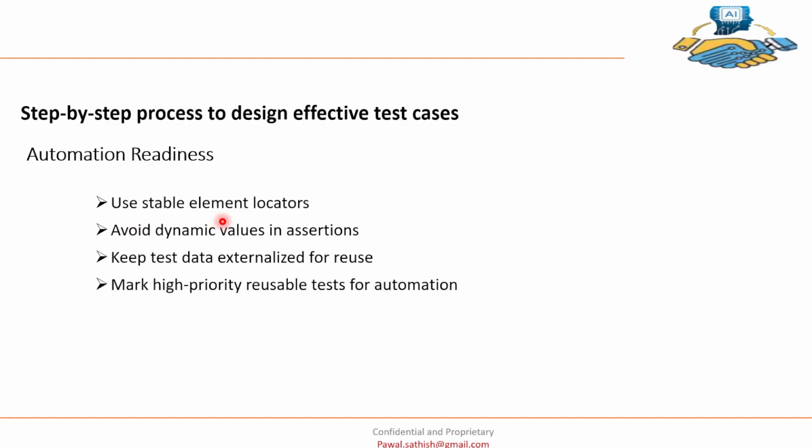Okay, use stable element locators. Okay, so when we are doing the usability or accessibility testing perspective, we need to consider whether for each component or each field, the development team provided the locators or not. Okay, avoid dynamic values in assertions. Okay, then keep test data externalized for reuse. Okay, we need to keep the test data separate. Okay, then mark high priority reusable tests for the automation. Okay, so we need to consider the tests which are executed frequently. We need to consider those as high priority, and we need to give them priority for automation.